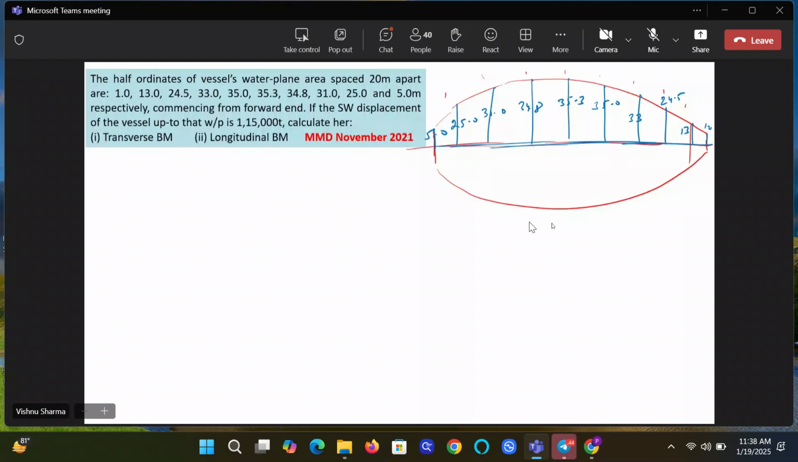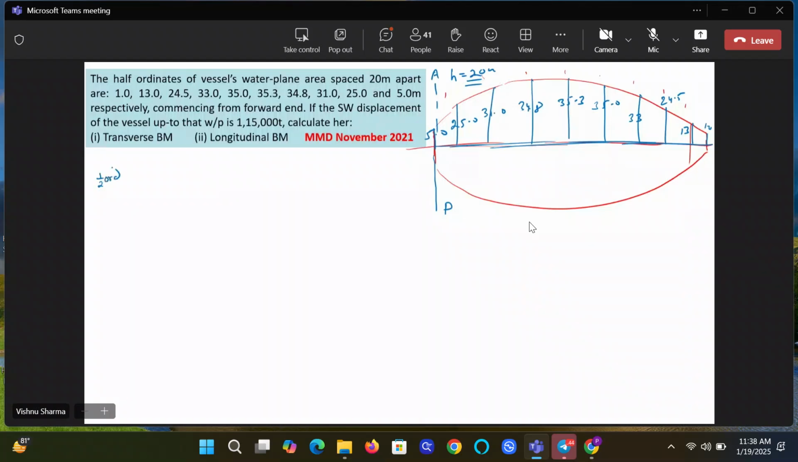Can I draw the axis unless I know center of flotation, beta? No, sir. So that means now I cannot draw the athwartship axis. So I'll work about the after perpendicular. When I work about the after perpendicular, I'll get everything about the after perpendicular. Never mind. So now my table will be, guys, half ordinate.